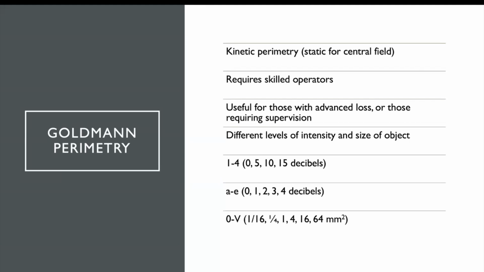And you've got different levels of both intensity and size of the light. You might find when looking at exams that some questions ask what a specific number or letter means. So between 1 to 4, you've got 1, 2, 3, and 4, which are 0, 5, 10, and 15 decibels. And then you've got 1A, 1B, or 2C, for example, and the letter adds a smaller unit of decibels. Then you've got 0, 1, 2, 3, 4, 5 in Roman numerals, and that gives you the size of the object in millimeters squared, starting at 1 over 16 and then multiplying by 4 with each grade.